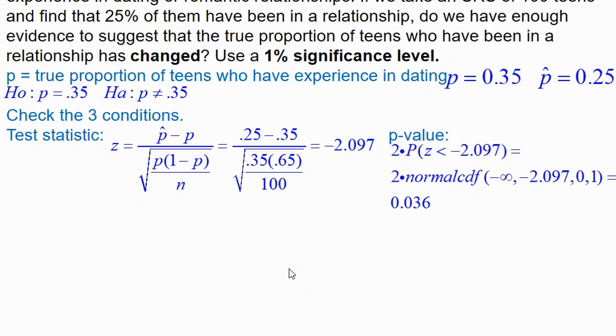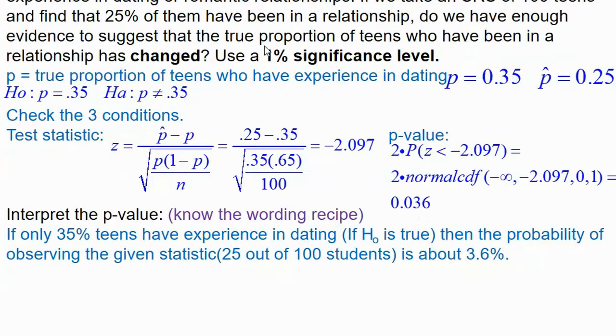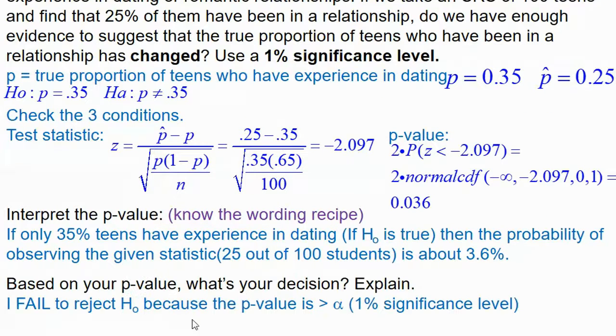So again, let's finish that example. We're going to use 1%. So for your decision, we're going to say, because my p-value of 0.036 is greater than 1%, I do not reject the null hypothesis. So that's what I need you to write down for letter G.